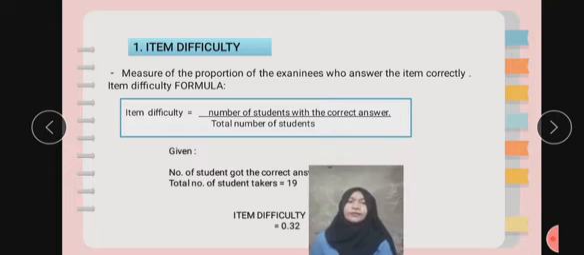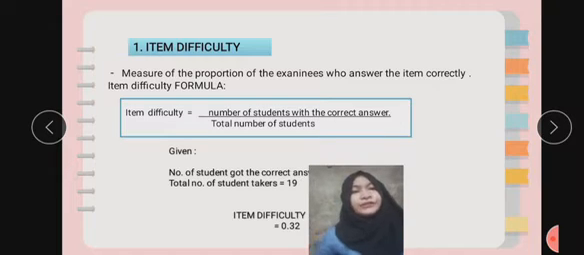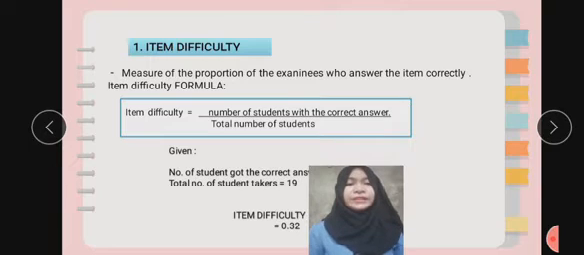Okay, so let's go first with the item difficulty. So what is item difficulty? We have here the definition, which is the measure of the proportion of the examinees who answered the item correctly. So, in item difficulty, we have here the formula.